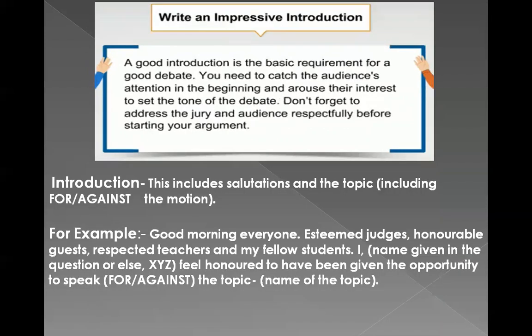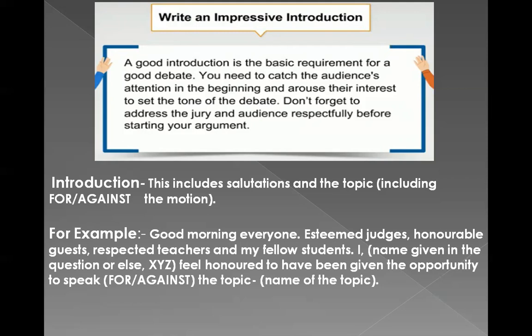Then write an impressive introduction. The debate that you start, it is an important part that it should attract the audience's attention in the beginning, and it should also arouse their interest to set the tone of the debate. So if you're able to grab their attention in the beginning of the debate, then you are half done.